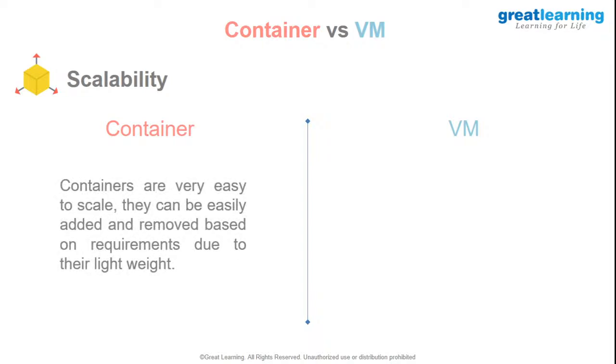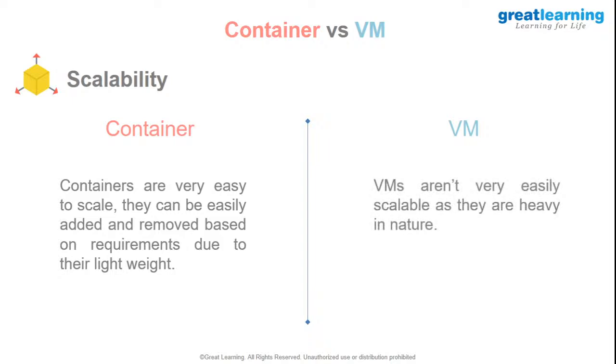Containers are very easy to scale. They can be easily added and removed based on requirements due to their light weight. Whereas virtual machines aren't very easily scalable as they are heavy in nature. With containers, you can easily add and remove any container because they're so lightweight, whereas with virtual machines, it's not that easy. You can do it, but it's still a hectic process. So again, container gets the win over here because it has better scalability.